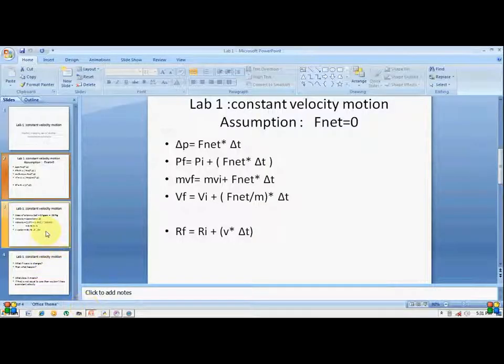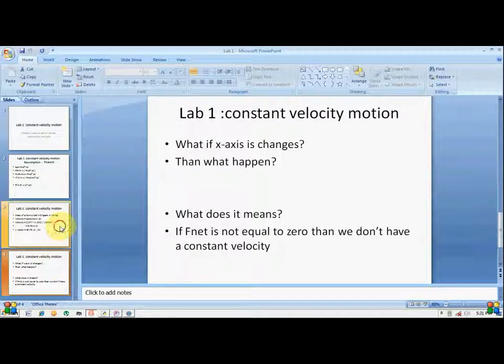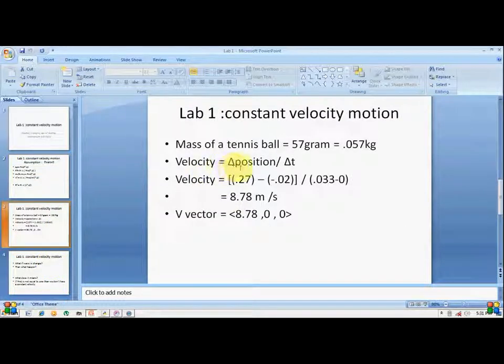Now we calculate the velocity of the ball. Velocity is equal to change in position divided by change in time, and these are the values from the Tracker. When we put them here, we find the velocity is equal to 8.78 meters per second. The mass of the tennis ball is 57 grams, which is equal to 0.057 kg.